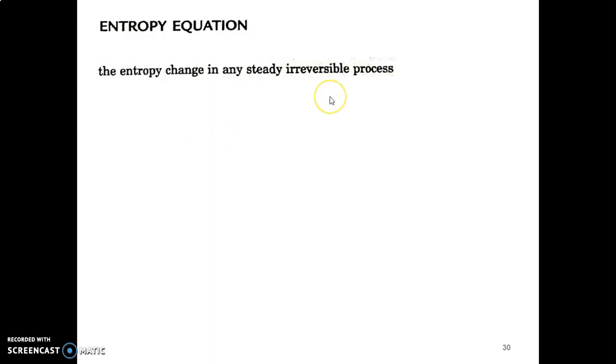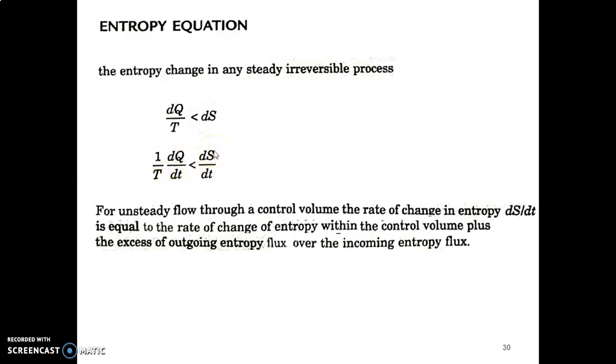Entropy change in any steady irreversible process. This is as per the second law of thermodynamics. We all know that as per the second law of thermodynamics, entropy, heat transfer and temperature are connected by this expression, dq by T is less than ds. Now we are changing this equation in order to find our rate equation. Therefore, dividing the left hand side and right hand side by dt, the expression will change like this.